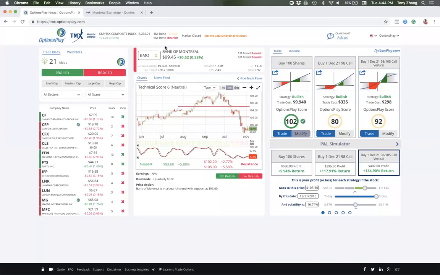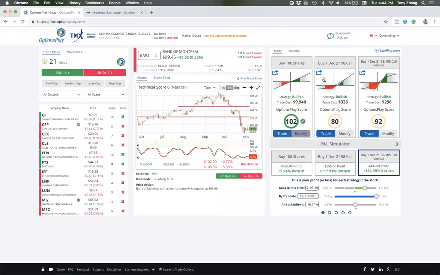But the platform itself is divided into 3 sections. We have trade ideas and watch lists here on the left-hand section. In the middle is our security analysis panel, and trading and income here is on the right. We call these 3 panels the what, the why, and the how.